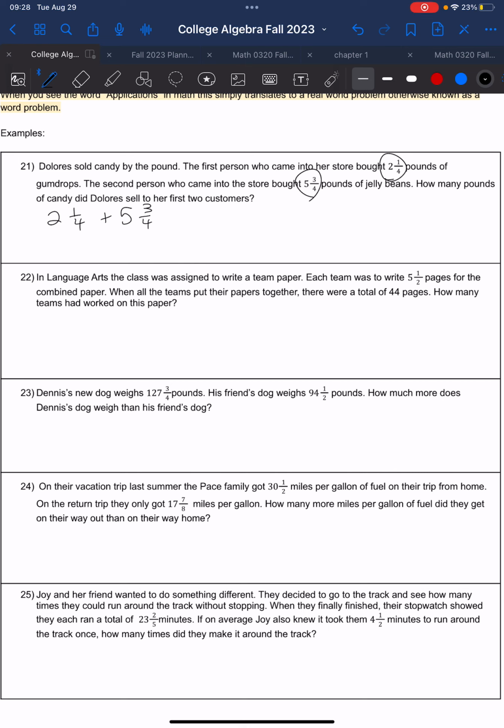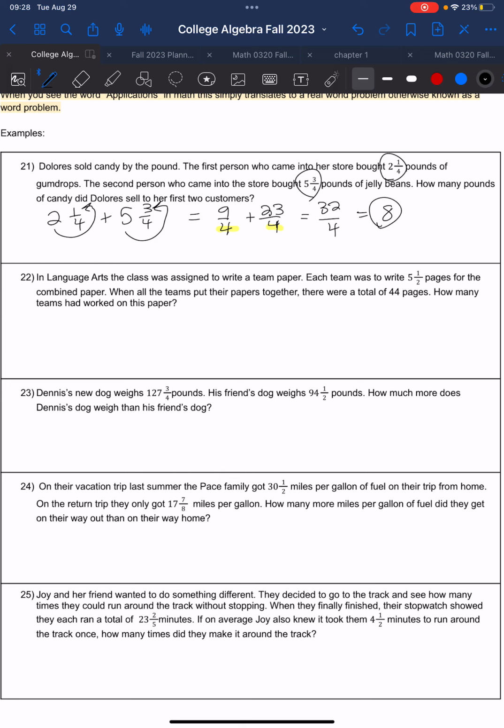Okay? So the first thing I need to do here is turn these into improper fractions. So doing that, this turns into 9/4 plus 23/4. Notice that these have common denominators of 4, so we're just adding the numerators. 9 plus 23 is 32. So 32/4. This reduces to 8. So this 8 is our answer.